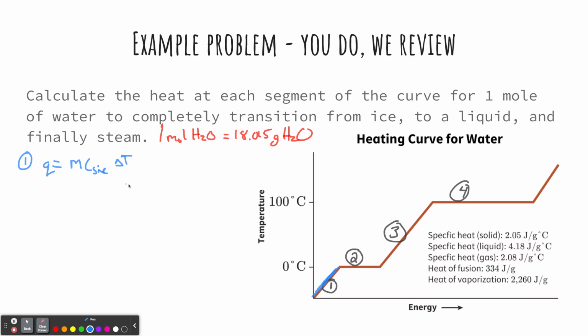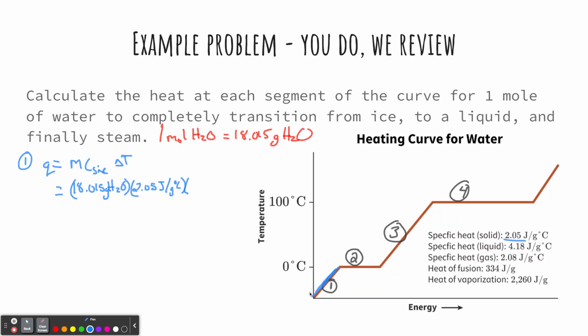Okay, so now we're just going to plug in our numbers. We have 1 mole of water, so that's pretty easy. We're going to do 18.015 grams of H2O times the specific heat of water. That was given to us. It's over here, guys. It's 2.05 joules per gram degree Celsius times the change in temperature.